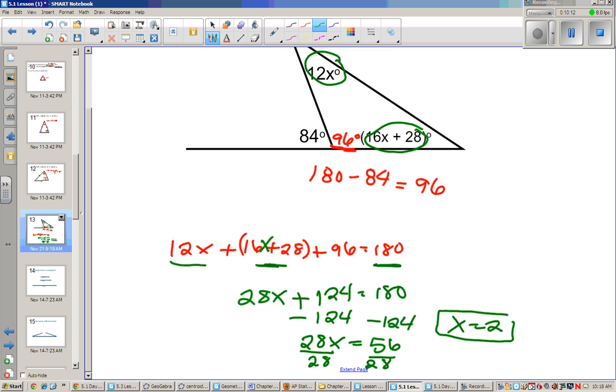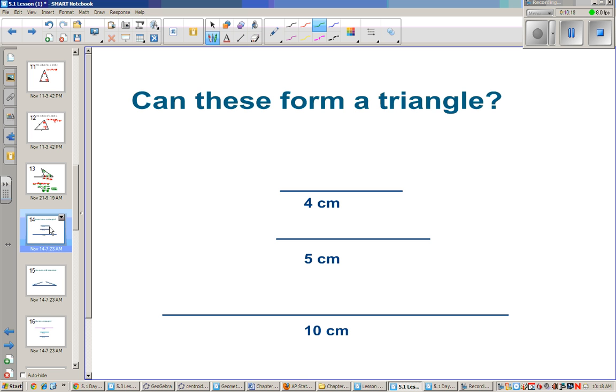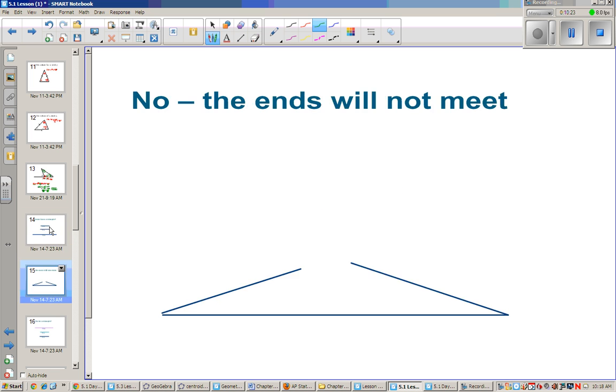Right. Now we're going to move on to some pictures, and I want you to tell me for each picture if it can create a triangle. So think about it in your head, look at this picture, can it create a triangle? And I'm guessing this is the picture that popped into your head. It will not because the ends will not meet.